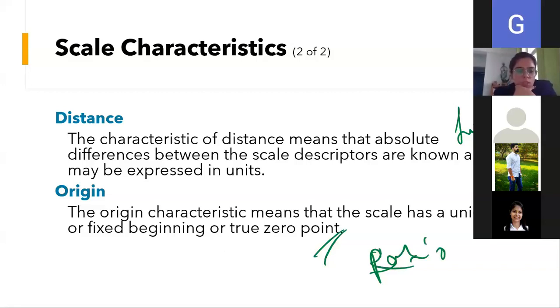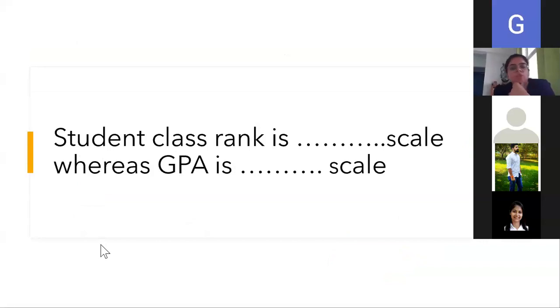Just one quick question. Student class rank is what scale, and GPA is what scale? The first one is ordinal, and the second one is ratio. No, it's not. This is average. Interval. Yes, it's interval.